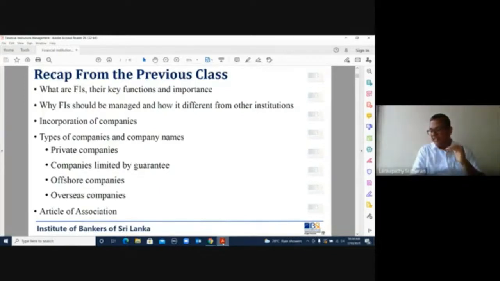The first one is that someone asked me about the company's name. When I discussed the company's name, I said that some wordings are restricted. One of the wordings is Sri Lanka or state. Then one of the students asked a question: there are some companies, for example, Singer Sri Lanka, where it appears in that way, or the word national, as in National Bank.